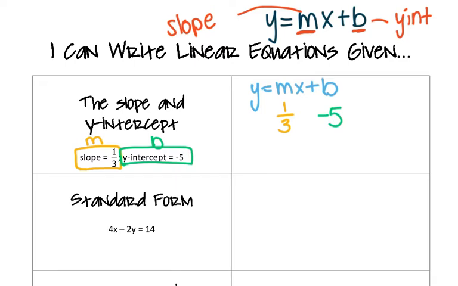Well, guess what? Remember we said we only need the m and the b. So now I have y equals 1/3 x minus 5, and that is my answer. This is the most basic information that they can give you to get to the final answer, which is a linear equation in slope-intercept form.